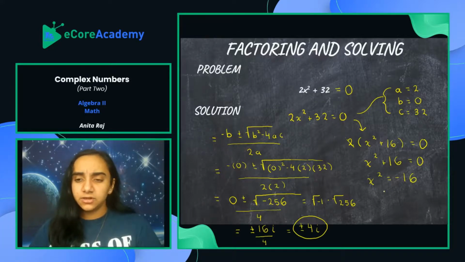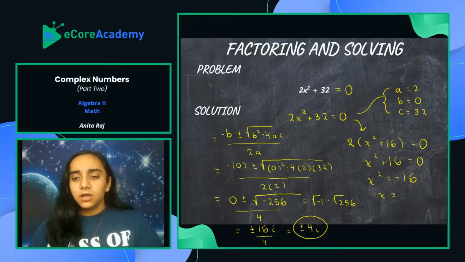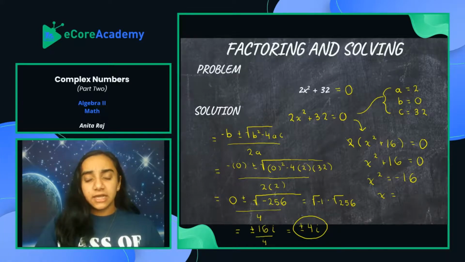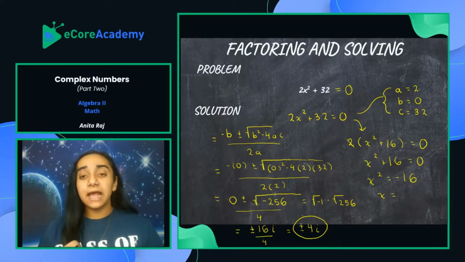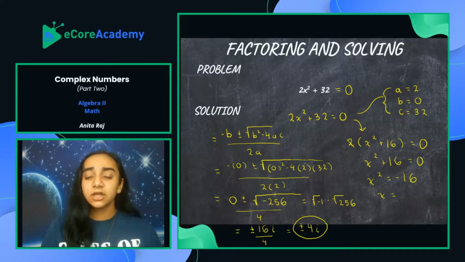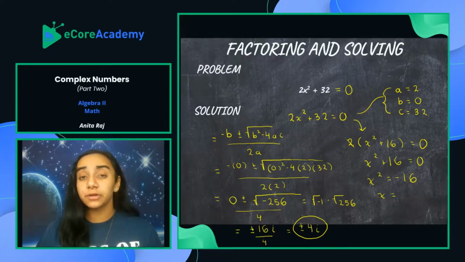And what happens here, as you can all see, we have to square root both sides of the equation to get x by itself. So if we square root x squared, we get x. But if we square root negative 16, we get negative 16 under a square root sign, and that just doesn't work in the real number system.